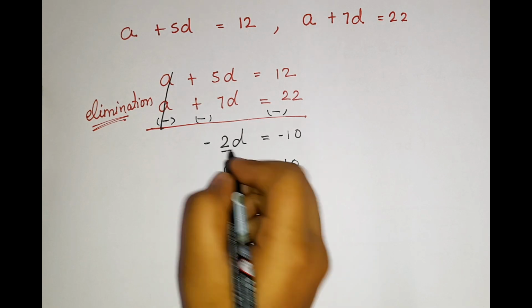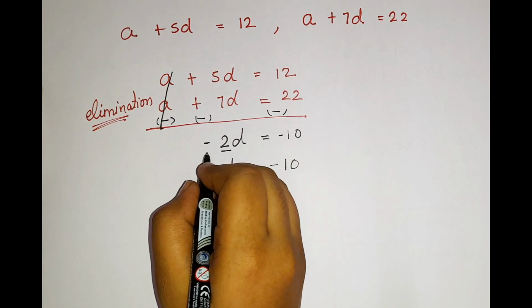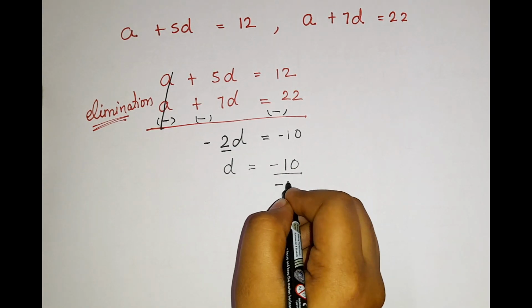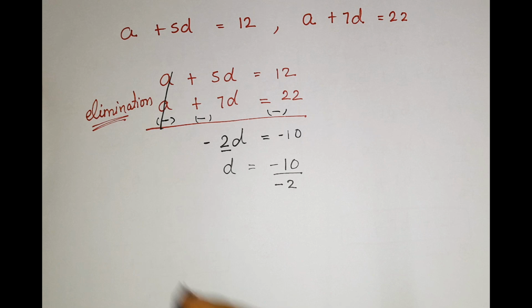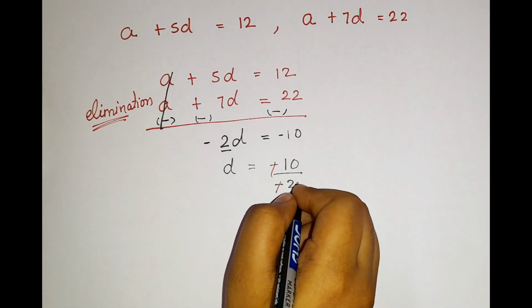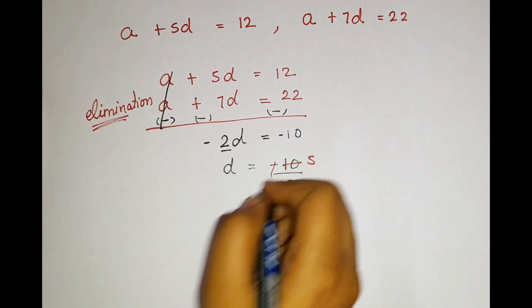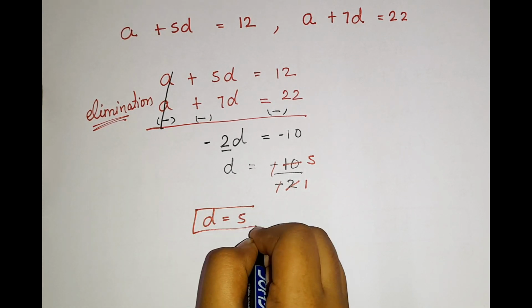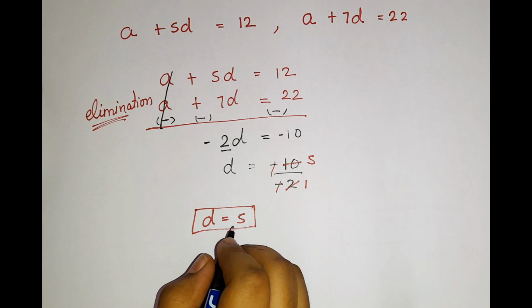So here it is 2 into d, isn't it? Sorry, it is minus 2 into d. So when it comes to this side, it changes into division. Cancel the signs. So 1 2 is 2, 5 2s are 10. So what is the d value? The d value is 5. So finally we got the common difference.